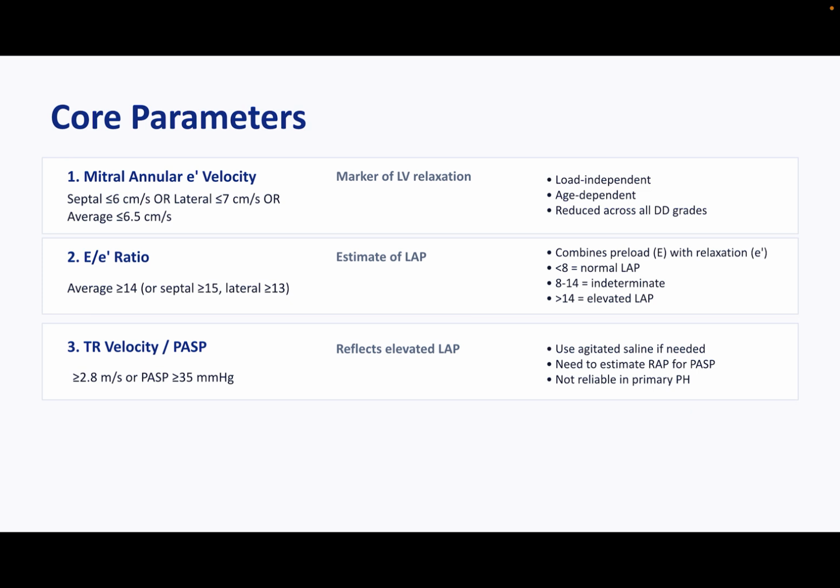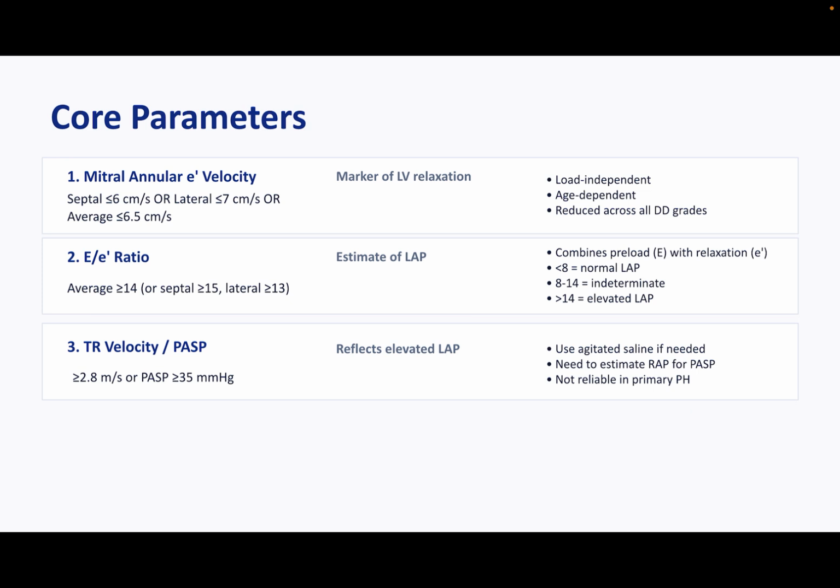mitral annular E prime velocity, is a marker of LV relaxation. Septal less than 6, lateral less than 7, or average less than 6.5 means it's reduced. It's load independent, reduced across all grades of diastolic dysfunction. It is the gateway to the algorithm.